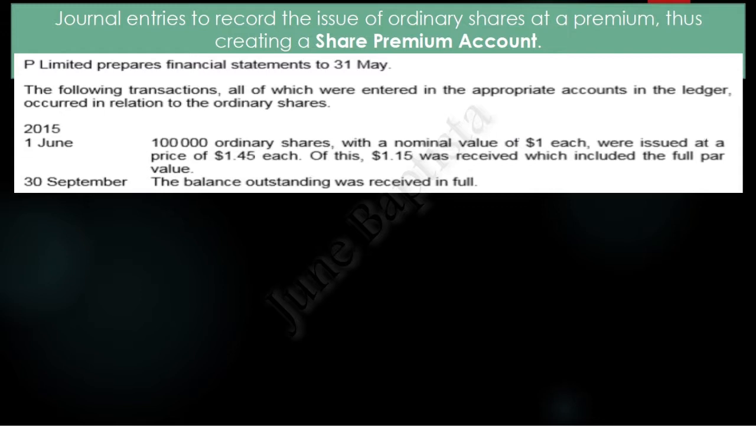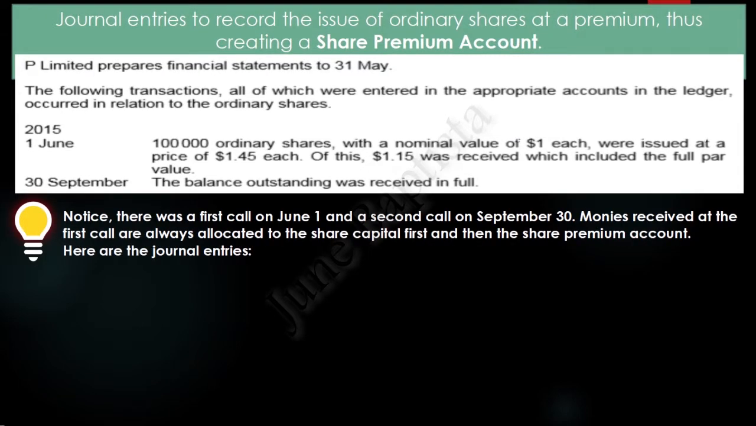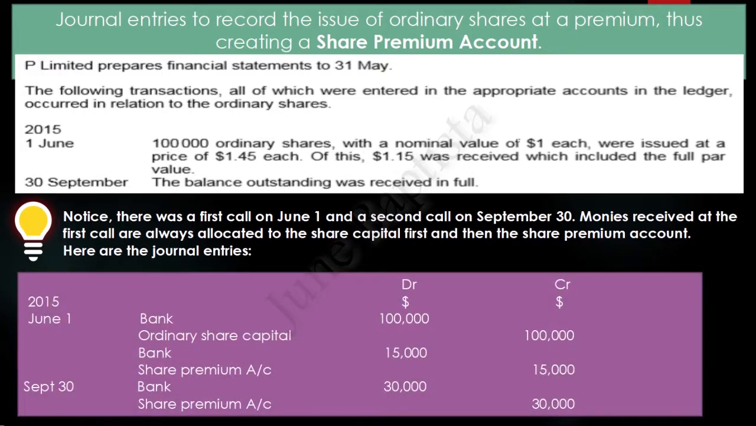Of this, $1.15 was received, which included the full par value. On the 30th of September 2015, the balance outstanding was received in full. Note, there was a first call on June 1st and a second call on September 30th. Monies received at the first call are always allocated to the share capital first and then the share premium account. Let us now look at the journal entries made to record the issue of these ordinary shares at a premium.